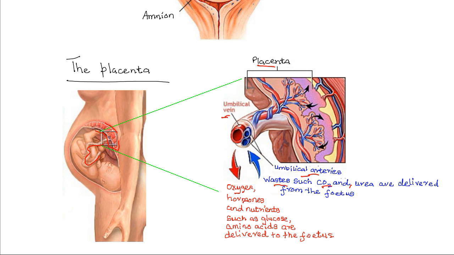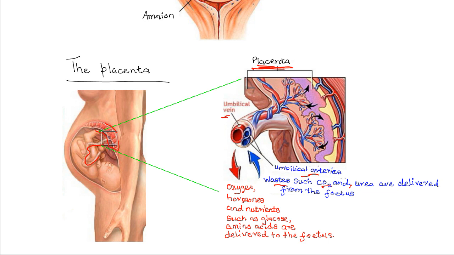So, apart from being the site of exchange, a second function of the placenta is that it shields the fetus from the high blood pressure of the maternal circulation, because the mother's blood flows under high pressure, whereas the fetal capillaries are still small and delicate, so there's a risk of them being ruptured. So the placenta shields the fetus from the high pressure of the maternal circulation.